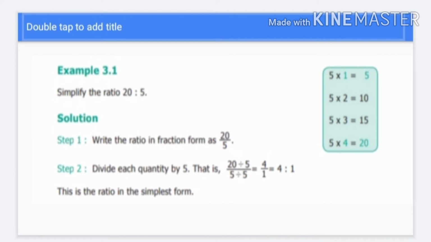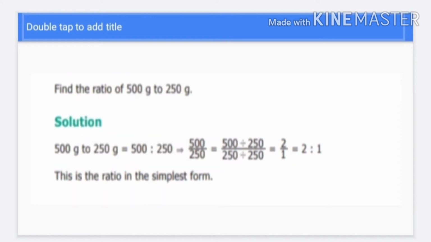Simplify the ratio 20 is to 5. Write the ratio in fractional form 20 by 5. 20 by 5 cancel by 5 table. 5 4s are 20, 5 1s are 5. Equal to 4 by 1. The ratio is 4 is to 1.